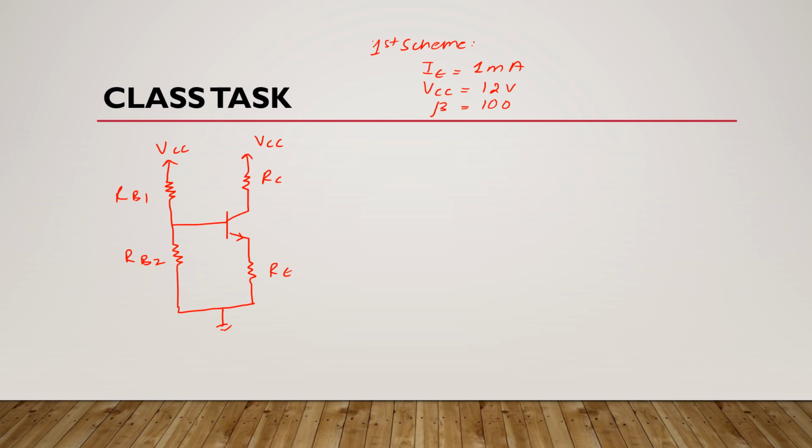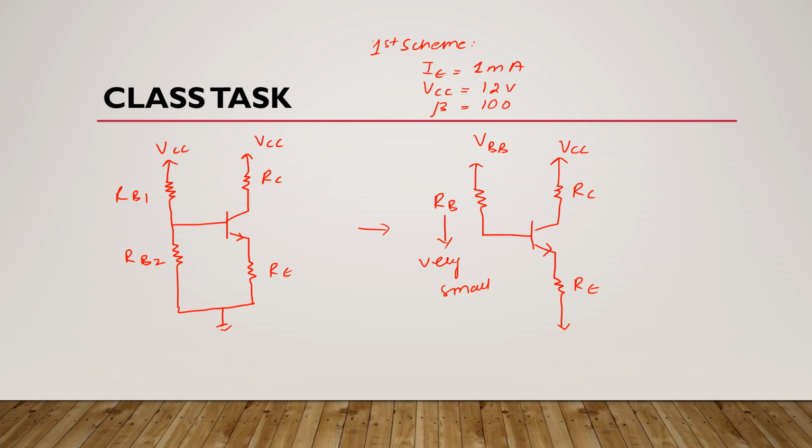Its equivalent circuit will look like this, where this is VBB, this is VCC, this is RC, here we have RB and here we have RE. Okay, so this is your class task. Take this RB very small for your initial analysis.